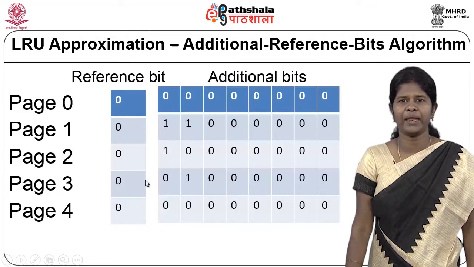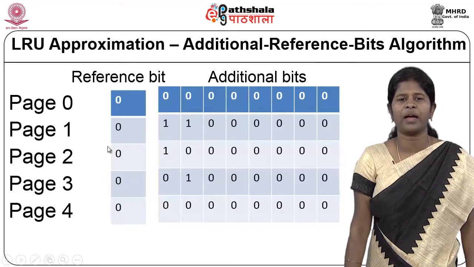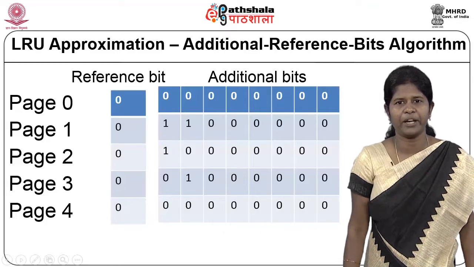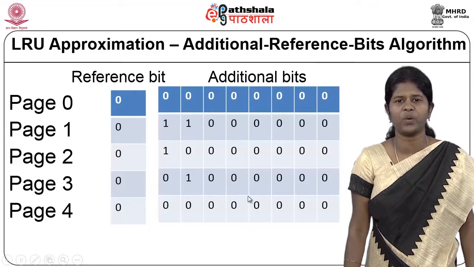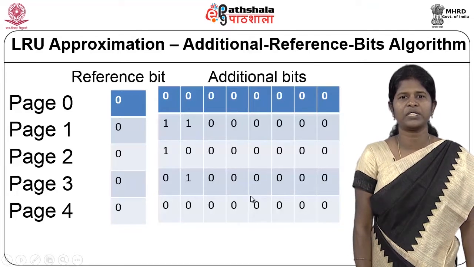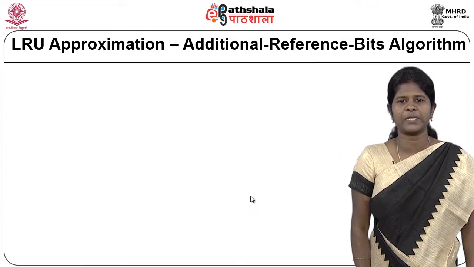And similarly, you can keep on adding the references here, moving the references to the MSB and keep on shifting all these bits one to the right. So, at any particular time, the page that has the lowest value will be the one that is chosen for replacement. So, this is called the additional reference bits algorithm.